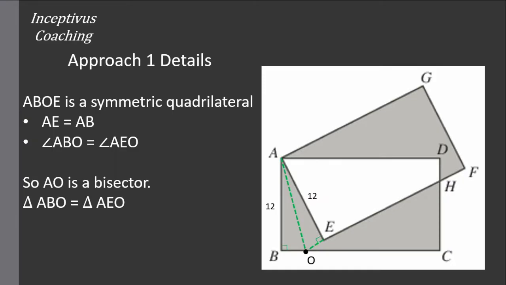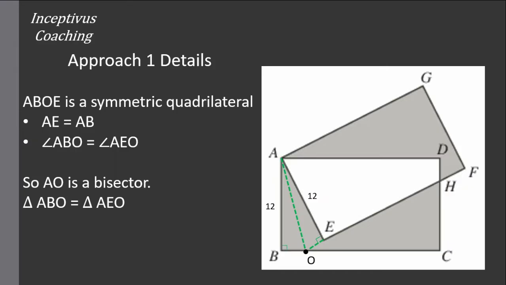You can see that ABOE is actually a symmetrical quadrilateral because AE is equal to AB, they're both 12. Angle ABO is the same as angle AEO, they're both 90 degrees. So ABOE must be a symmetric shape. If I were to draw a line between A and O, then AO will be a bisector that cuts the angle BAE into halves and splits ABOE into two identical right angle triangles.